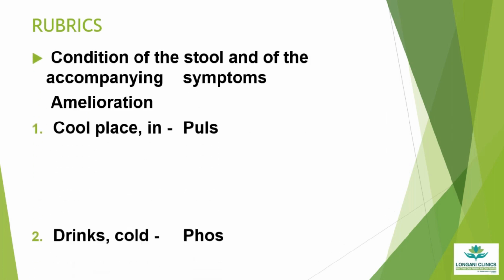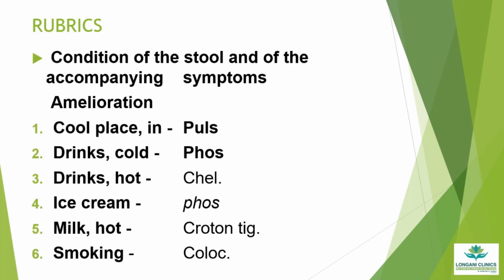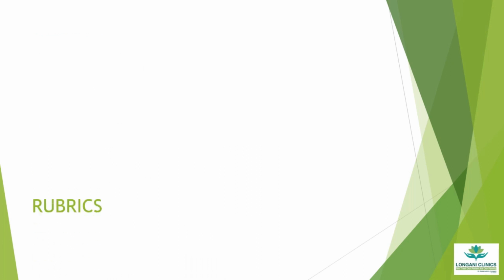Rubrics. Condition of the stool and of the accompanying symptoms. Ameliorations. Cool place ameliorates: the drug mentioned is pulsatilla. Drinks cold ameliorates: the drug mentioned is phosphorus. Drinks hot ameliorates: the drug mentioned is chelidonium. Ice cream ameliorates: the drug mentioned is phosphorus. Milk hot ameliorates: the drug mentioned is croton tig. Smoking ameliorates: the drug mentioned is colocynth.